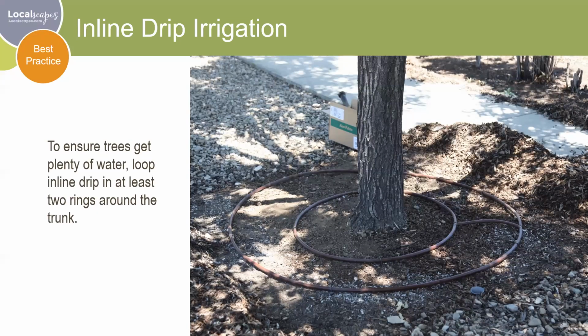This inline drip is also really good for trees and shrubs. You do want to make sure that you're putting enough around so the tree's getting enough water. So usually you want to do at least 2 rings around the trunk of a tree.